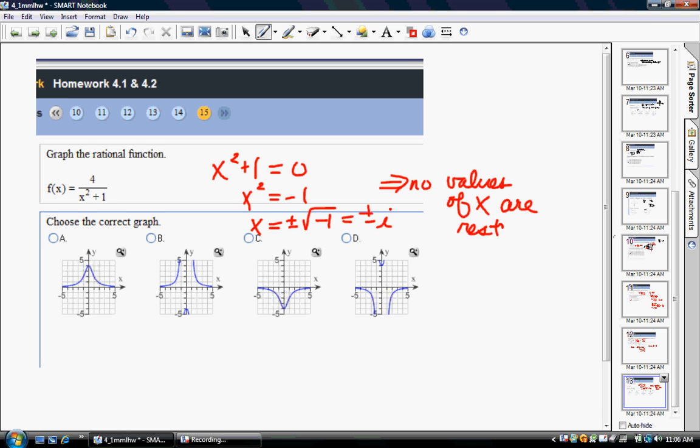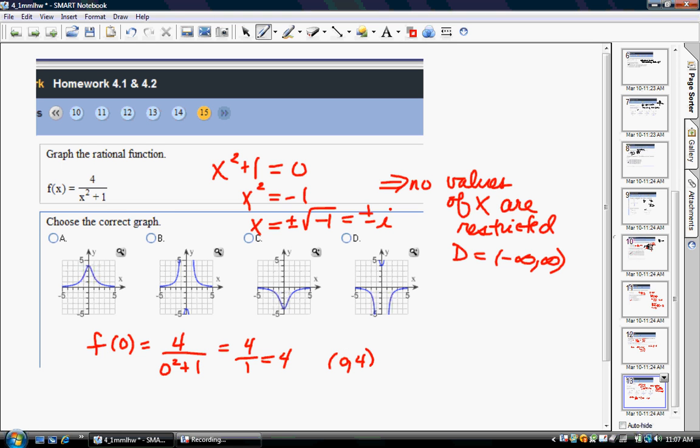So I'll say no values of x are restricted from the domain. So what that would mean is that the domain is all real numbers for this particular function. Well, the only ones that have all real numbers are either A or C. So what you could do is plug in a value just to check. Like if I plug in 0, if I find f of 0, I would get 4 over 0 squared plus 1, which is really 4 over 1 or 4. So I know the point 0, 4 should be on the graph. Well, that happens at A, so that would be the correct graph.